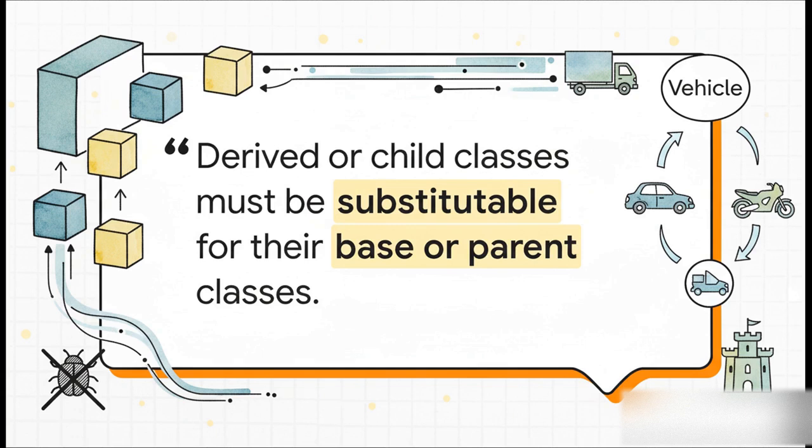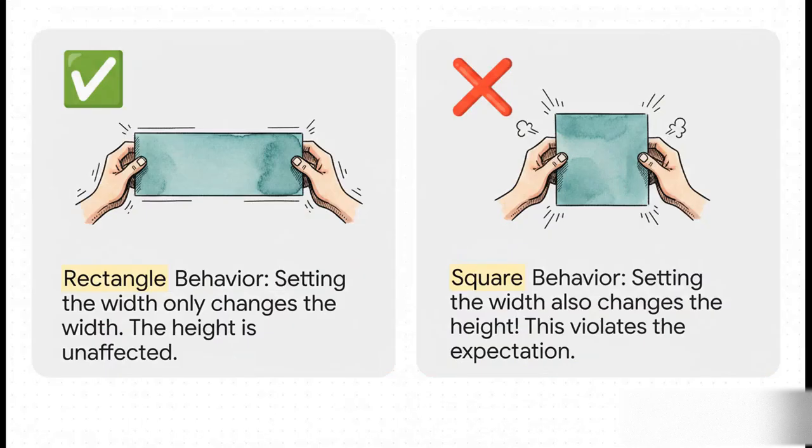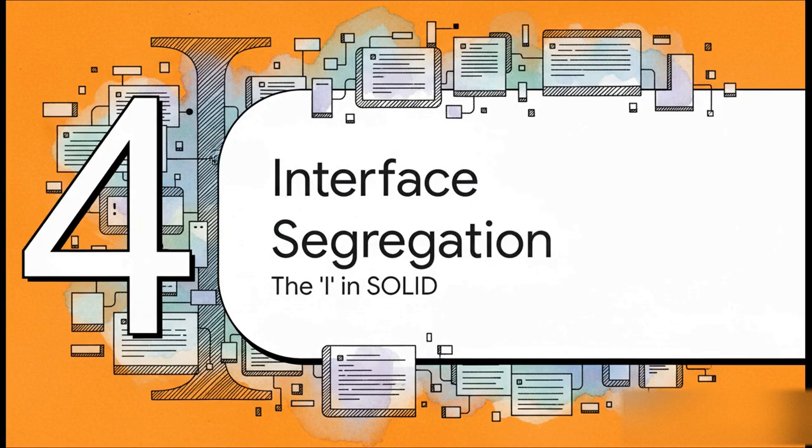No surprises. Okay, so look at this. If you have some code that expects a rectangle and you tell it to set the width to 10, you expect the height to stay the same, right? But if you sneak in a square object instead, well, setting the width also has to change the height to keep it a square. That's a totally unexpected side effect. It breaks the contract of the parent class, and that's a Liskov violation. So Liskov's principle is all about behavior.